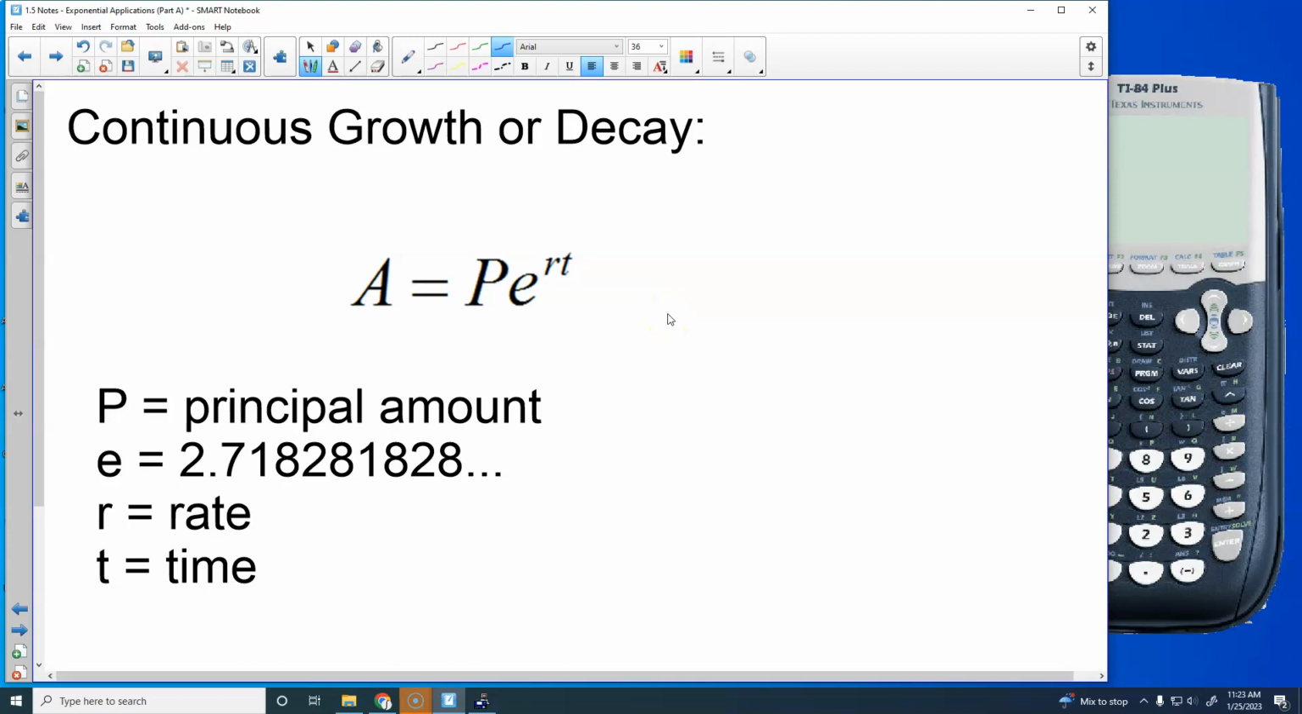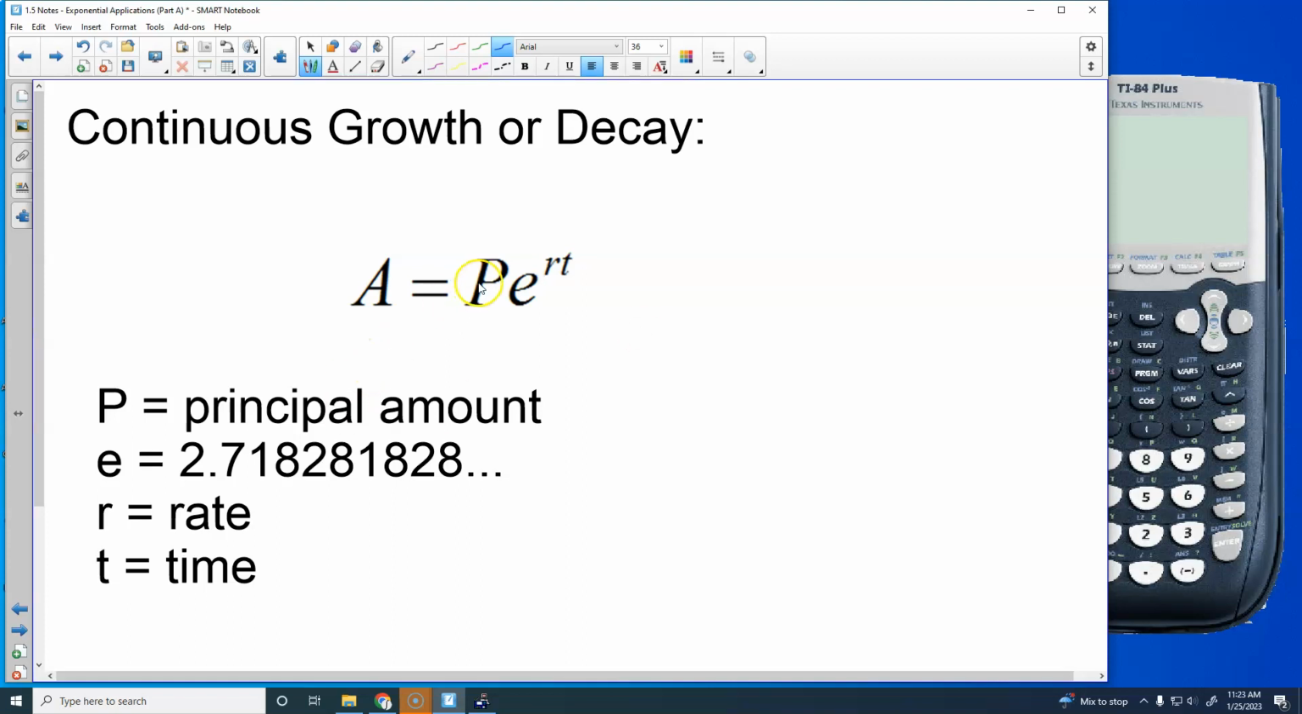Sometimes it can be a little bit hard to understand which one you're going to use, whether you're going to use the ones we were already using or use continuous. And there are some cases where you could use either one. I try to make sure I always put the word continuously in the problem if I want you to use this formula. So if you see that something grows continuously or decays continuously, go with this formula, okay?